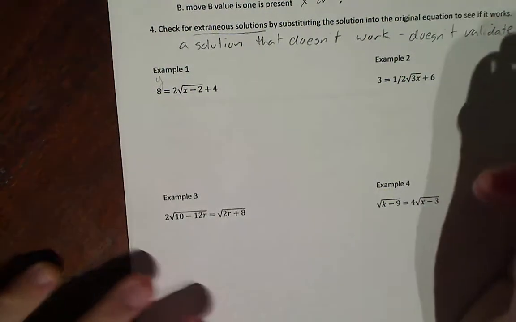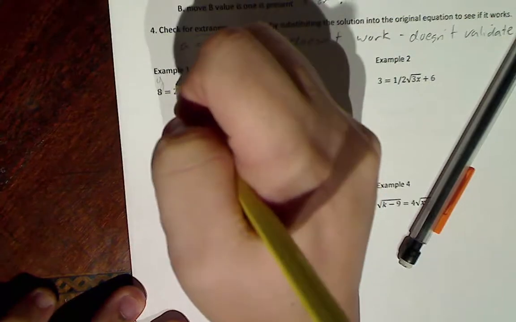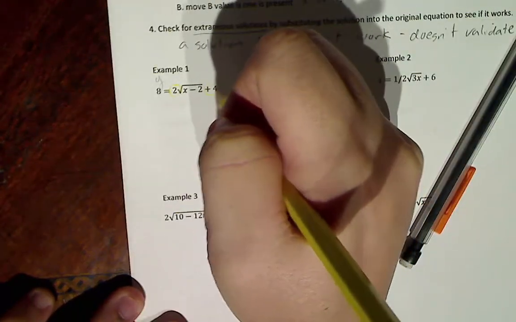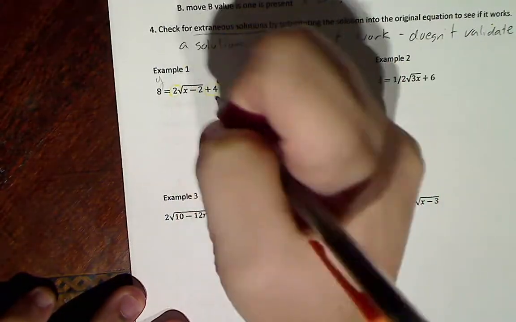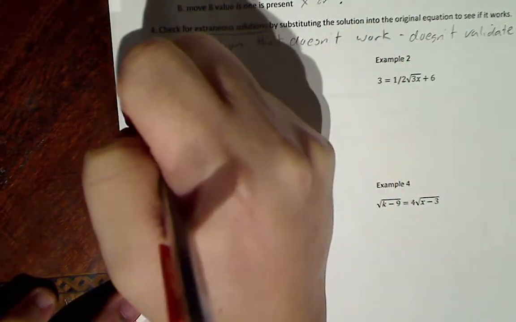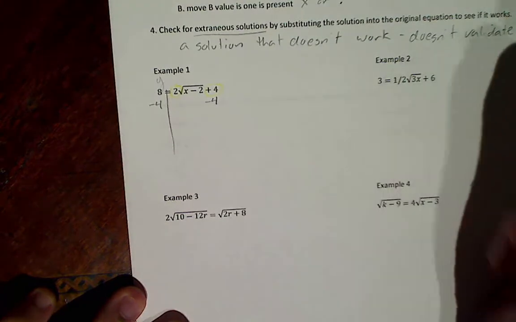Okay, so I'm going to go through one to show you. I'm going to clear the radical sign out first. That means that these two values are going to have to get moved. So I'm going to move my k value first by subtracting 4 from both sides. Okay, and I'm going to draw my line here to help you keep things in order.